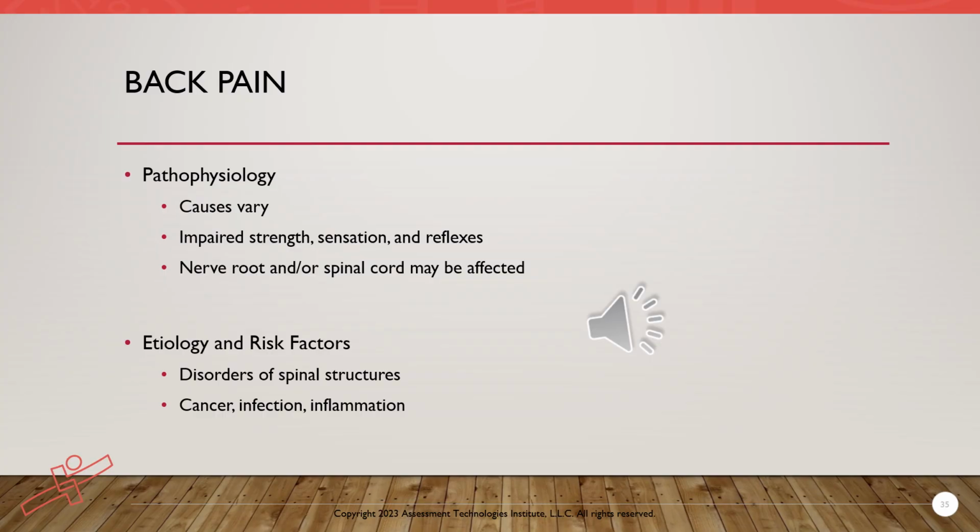The pathophysiology of back pain results from irritation, inflammation, or compression of structures in the spine or surrounding tissues. These structures include the vertebra, intervertebral discs, muscles and ligaments, facet joints, and spinal nerves.